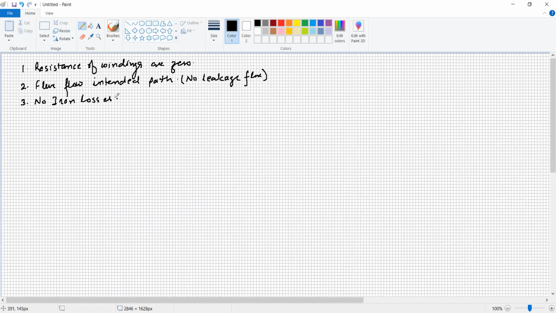But in the practical case, winding resistances are there. The flux has some leakage value, that is, leakage fluxes are there, and iron losses are also there. Because of the iron losses and the hysteresis effect, we will consider them one by one. We will consider now that there is a resistance in the winding, and because of the leakage fluxes, there are some leakage reactances. So our transformer can be represented as follows.